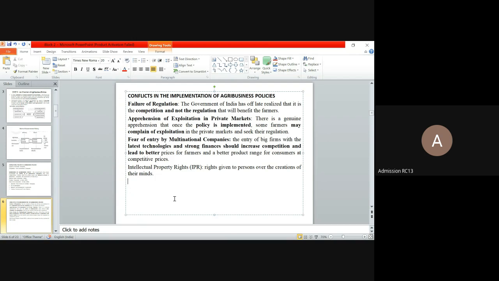and they have complaints on this, and many farmers have complained on this. That is, the private market people are exploiting the rules and regulations.